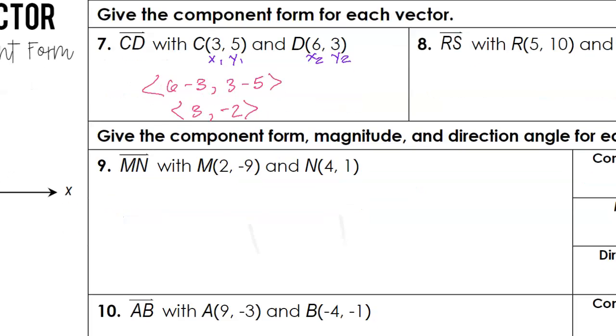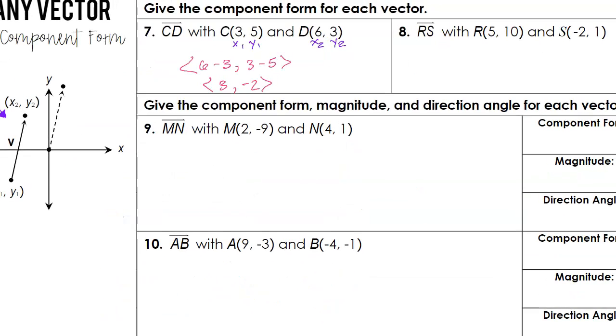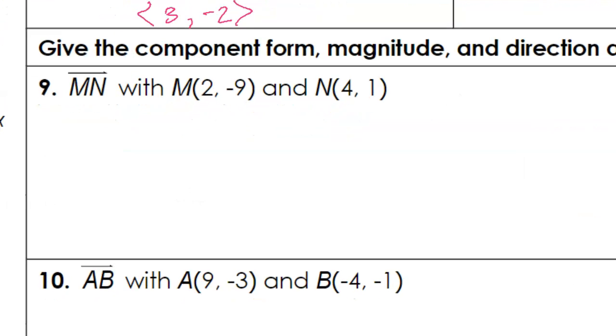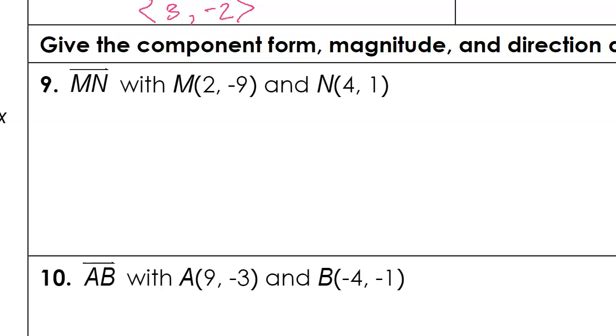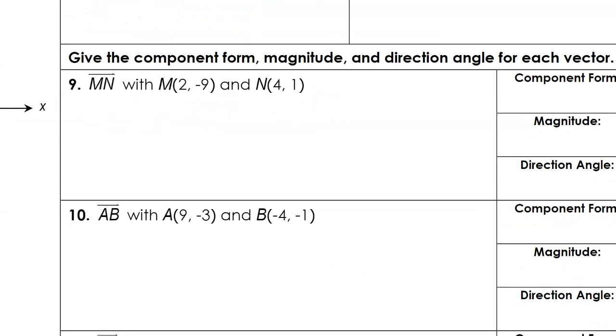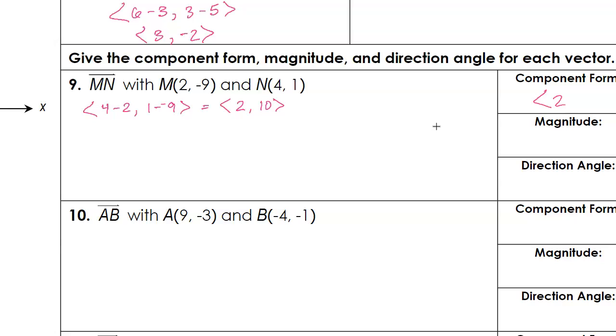Okay, so now we're going to do it all together. We are going to take a vector, find its component form, find its magnitude, and find its angle. The first thing I have to do is put it in component form. So all we have to do is take x2, which is 4, subtract x1, which is 2; y2 is 1, y1 is negative 9; and then subtract. 4 minus 2 is 2. 1 minus negative 9 is 1 plus 9, which is 10. So in component form, this vector is 2, 10.